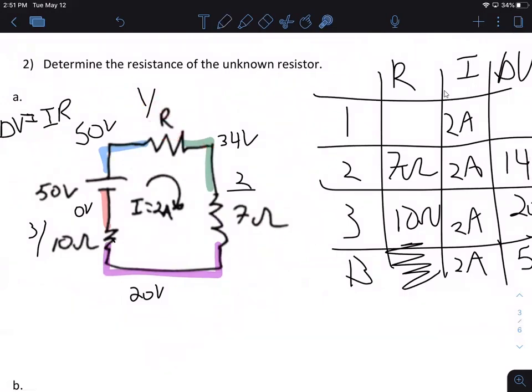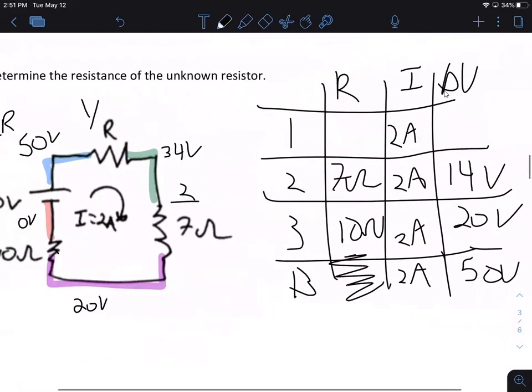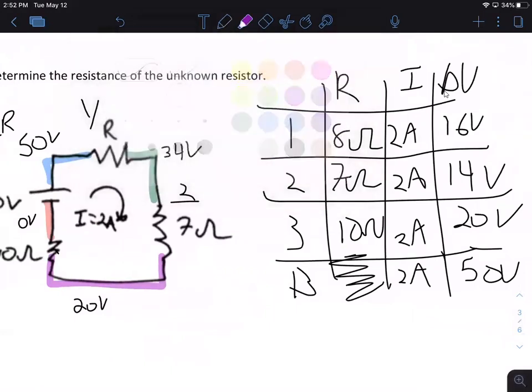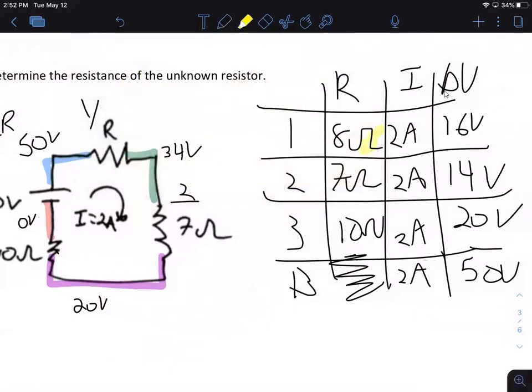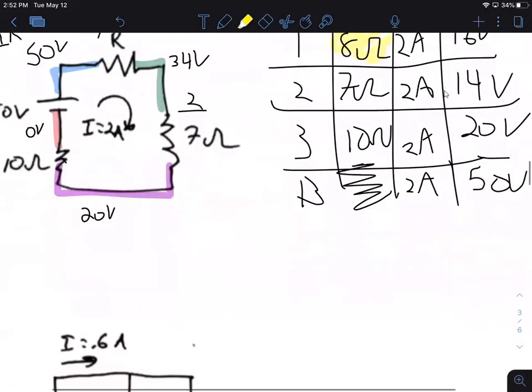50 to 34, it's changing the voltage by 16 volts. Well, 16 volt change, 2 amp current going through it. It must have a resistance of 8 ohms. So there we go. That's the ticket. 8 ohms. So either method works there.